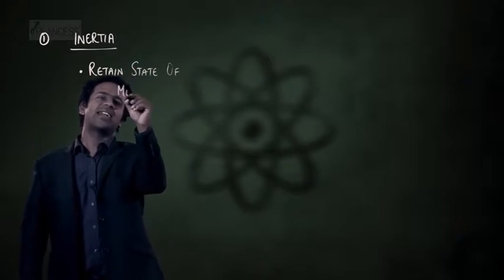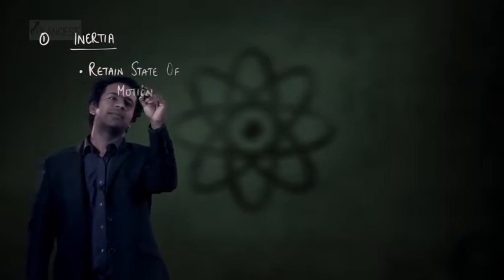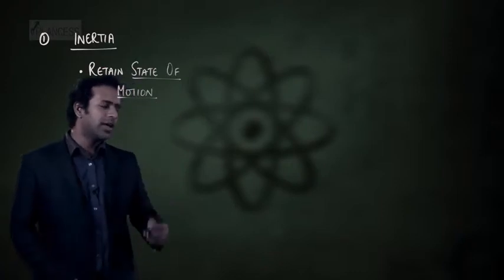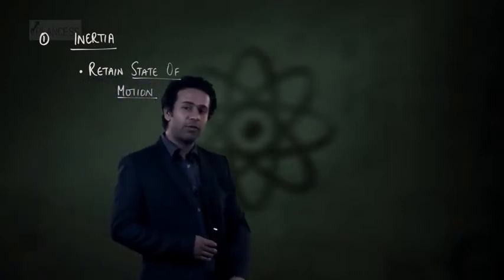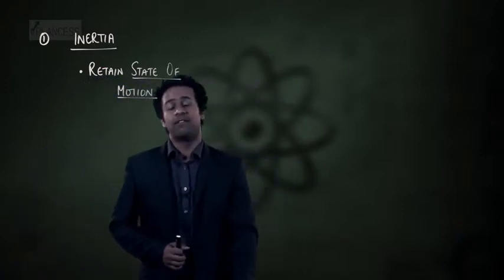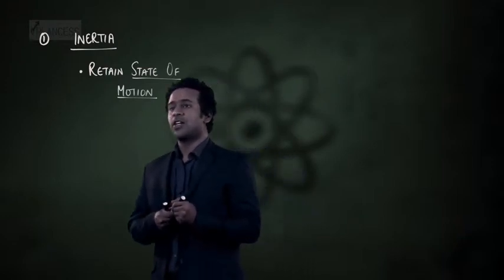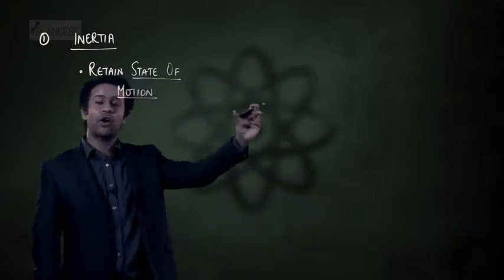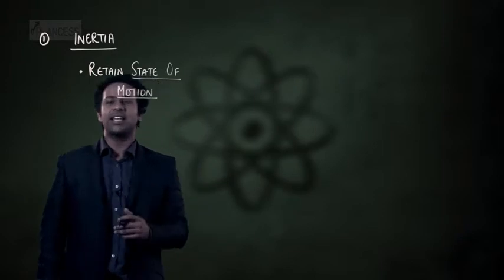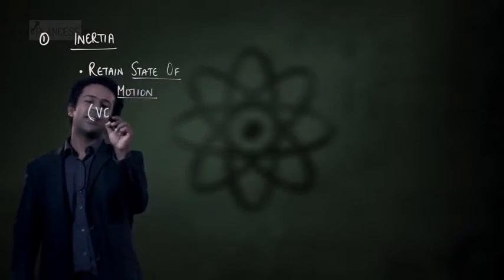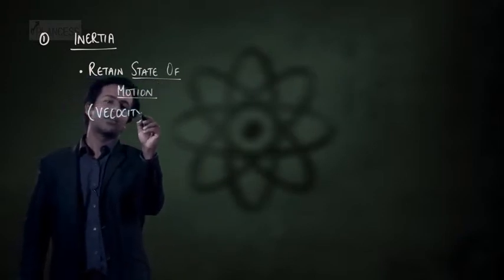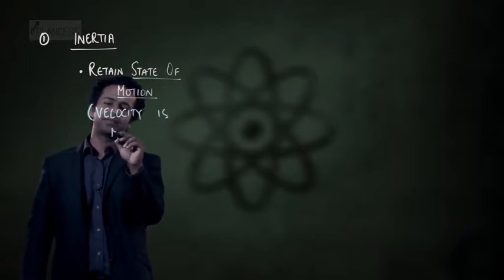Now what exactly does state of motion mean? We saw that basically state of motion is defined by the velocity of a particle. So when we say that state of motion is retained, we basically mean that velocity is maintained.